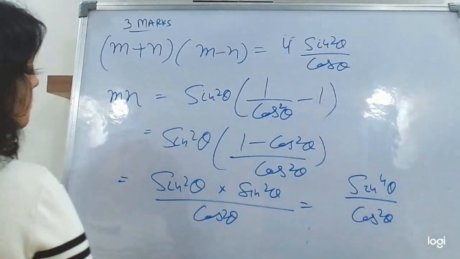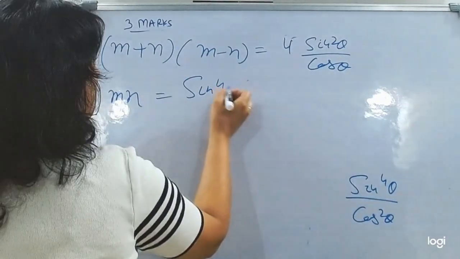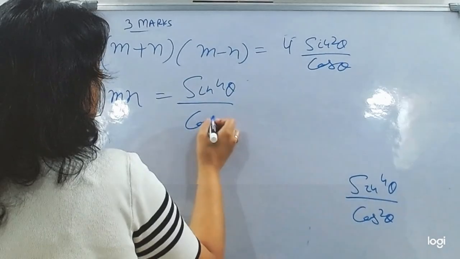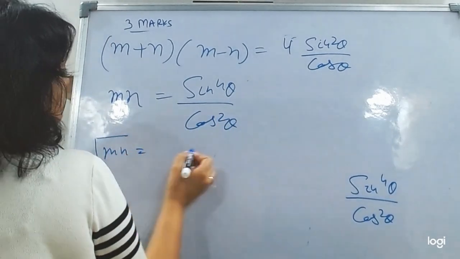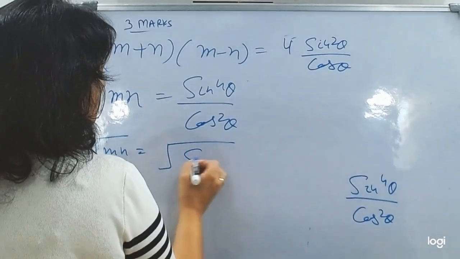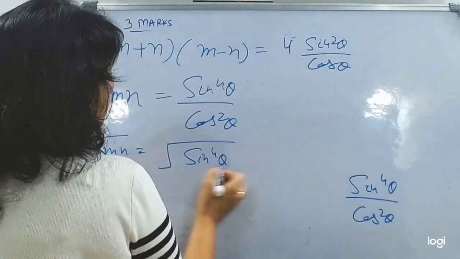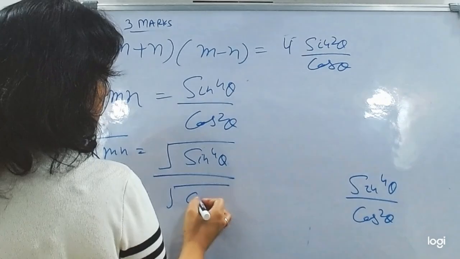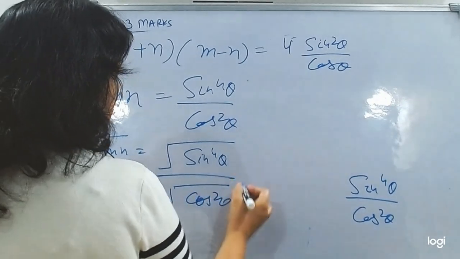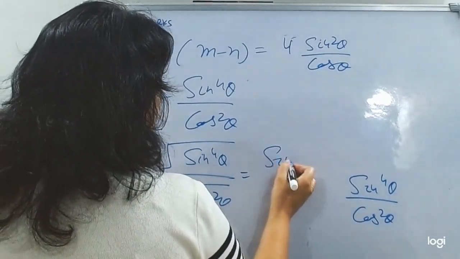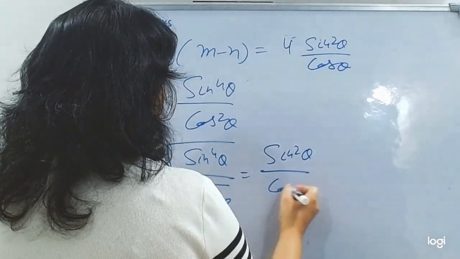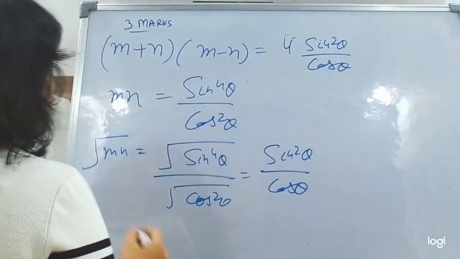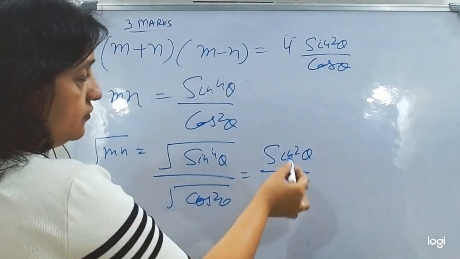Now calculate root of mn. Sin 4 theta by cos square theta. So root of mn is going to be equal to root of sin 4 theta by root of cos square theta, which is nothing but sin square theta by cos theta. So this is the value of root of mn.